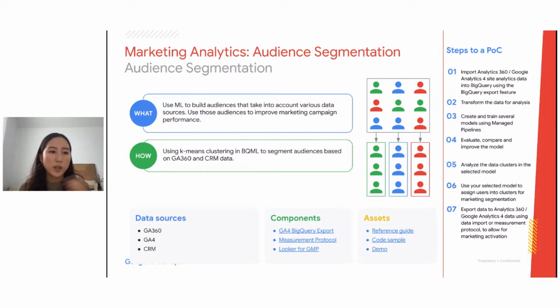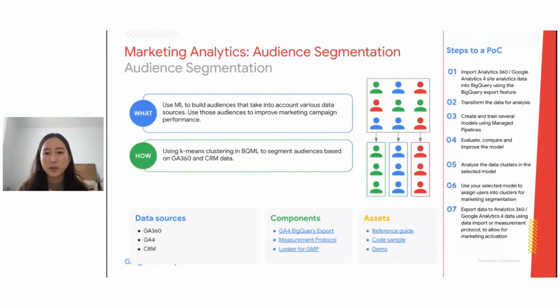So the way you can do this is by using machine learning to build different types of audiences, taking into account the various data sources like your CRM, Google Analytics, and on the text side, you can use the k-means clustering model, especially in BigQuery ML, maybe later transporting it to Vertex AI to segment audiences based off of this data.